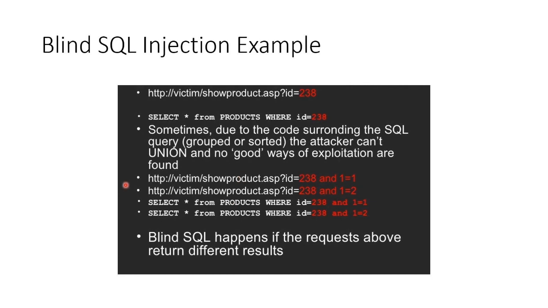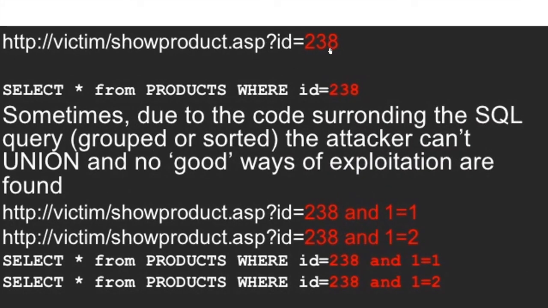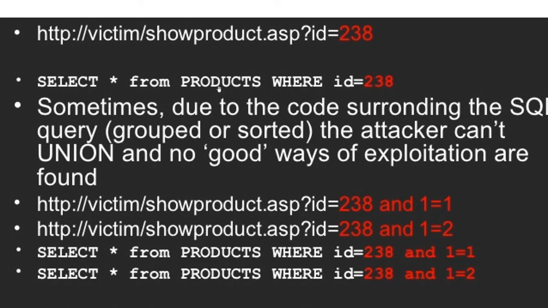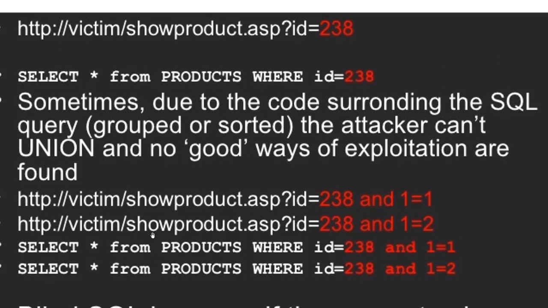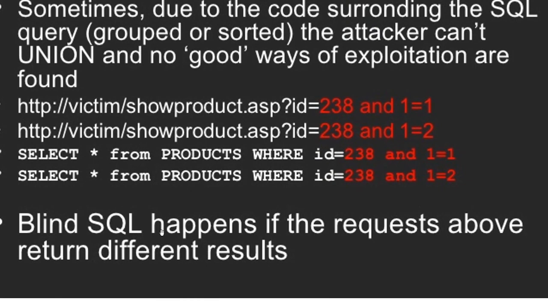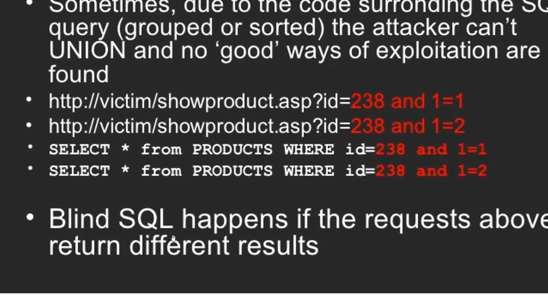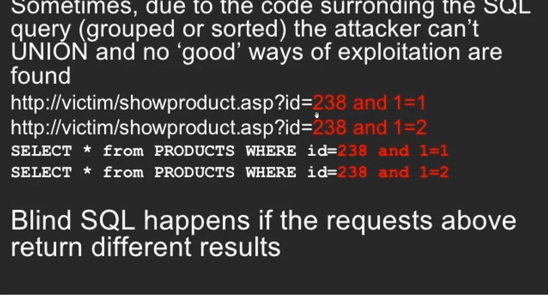So here's just an example right here. We're going to some website, product ID, and let me just try to zoom in, see if we can see it okay. Asking about a product ID number 238. So select star from products where product ID is number 238. What it is, we don't know what kind of response we're going to have. So with blind SQL, the requests above, we could say, show us the product where the ID is 238 and true, or where 238 and false.